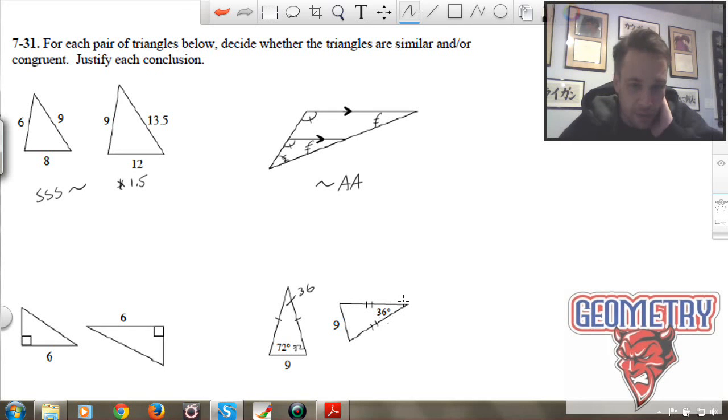And so this triangle, the vertex angle is 36 and the base angles both are 72. Right? 180 minus 36 divided by 2. So we have all the angles are the same, so definitely similar. And then one of the sides is exactly the same. So I'd say that this is a pretty obvious case of angle, side, angle congruence. So those two triangles are exactly the same.